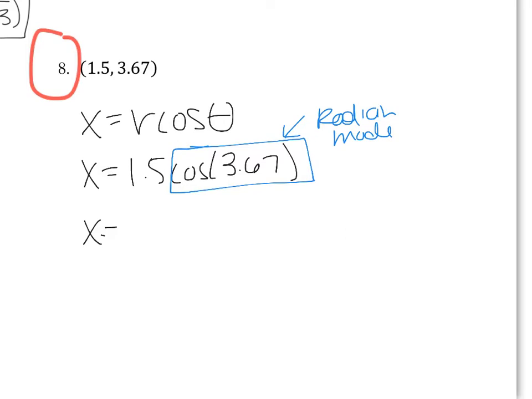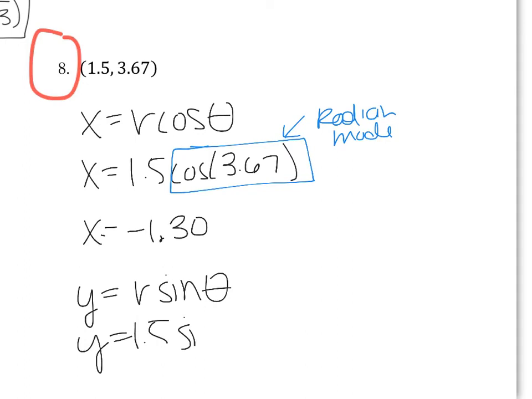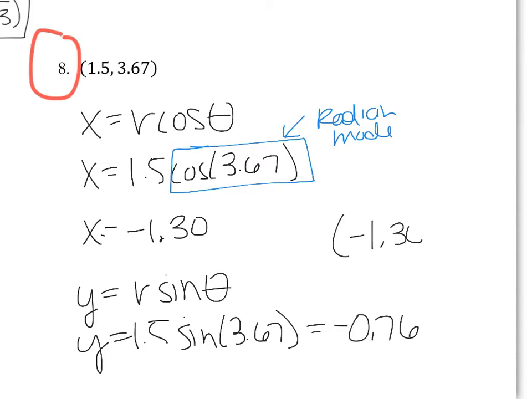And you get negative 1.295, so it's going to round to negative 1.30. And then for y, we'll do r sine theta. So y is going to be 1.5 times the sine of 3.67. Again, I'm just typing that in my calculator. And then you should get negative 0.76. So that gives me the rectangular coordinate negative 1.30, comma negative 0.76.